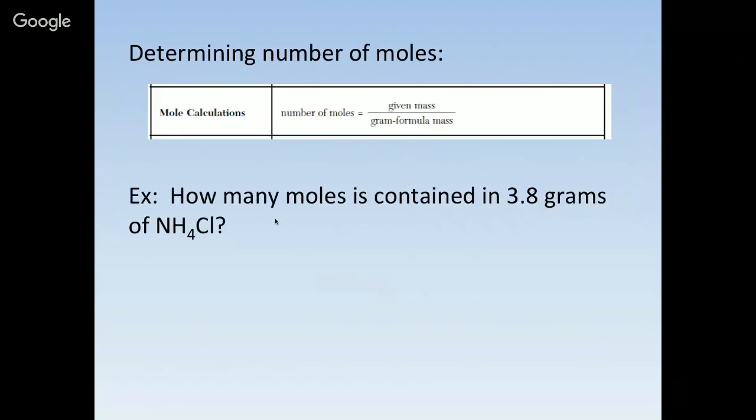Okay, first, let's try this easy conversion. Remember, you have a mole calculation equation on the back of your reference table. So if we look on the back of the reference table, we have a mole calculation. It says how many moles is contained in 3.8 grams of NH4Cl. So take a moment to answer that.